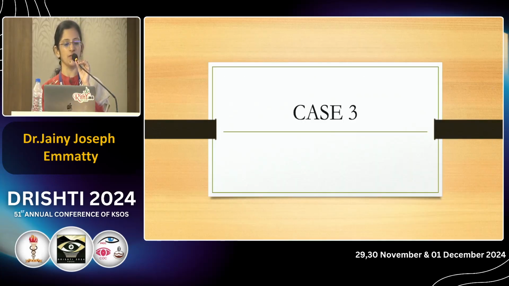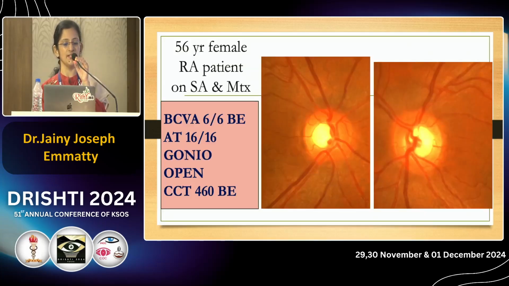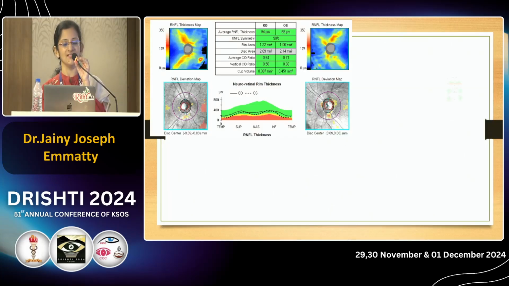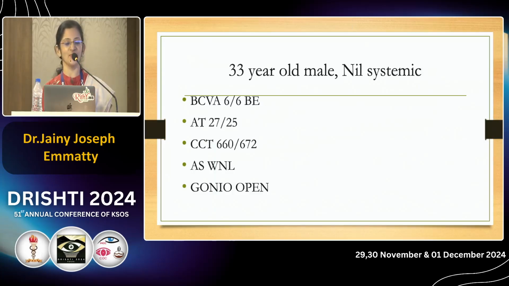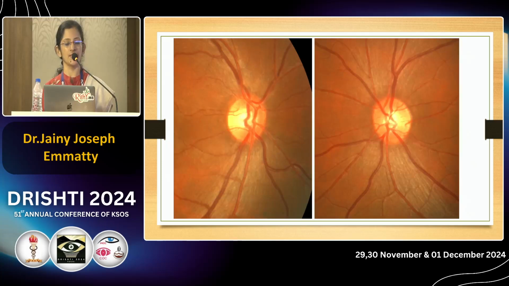Okay, I'll project one more case to Dr. Jayasri. He's a 33-year-old male, and his visual acuities are within normal limits. Applanation tonometry is on the higher side, 27 and 25. The central corneal thickness is 660 in the right eye and 672 in the left eye. Anterior segment within normal limits, gonio open. And this was the fundus appearance. Dr. Jayasri would like to comment on this.